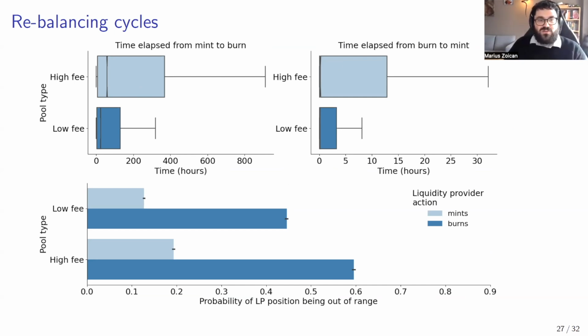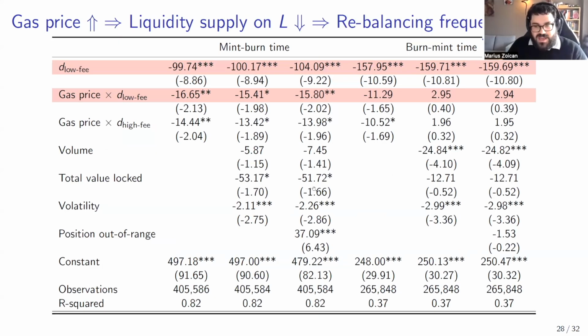If you're looking at burn to mint, actually, this happens relatively fast. You can't really see here, but the median is around 10 minutes. So once your position got out of range, you're trying to rebalance within a few blocks, in 10 minutes. And typically, when you are burning your position, 70% of the time you're burning because you just got out of range and you want to rebalance, right? So this is evidence of these liquidity cycles.